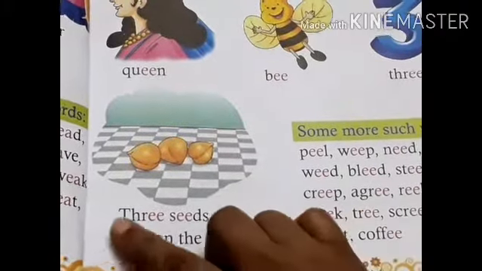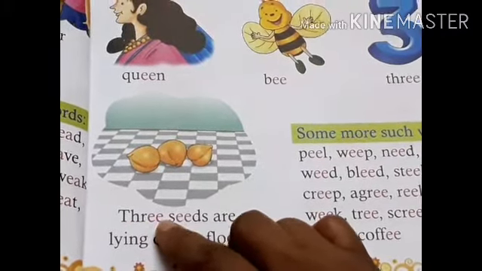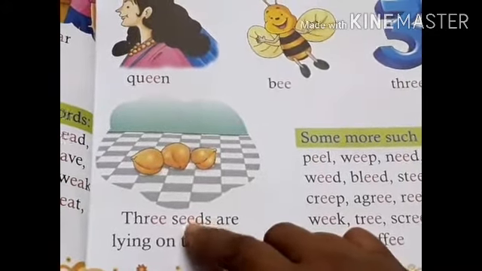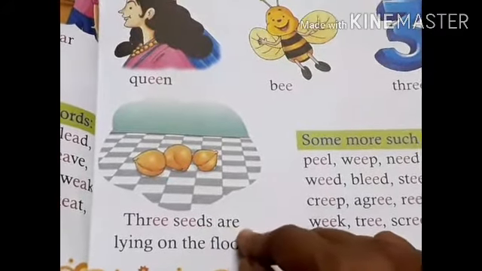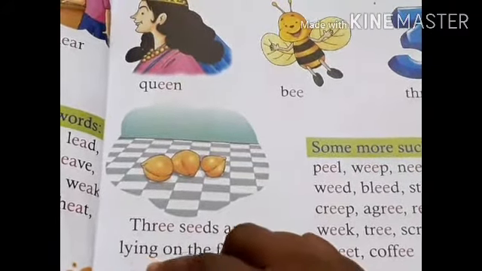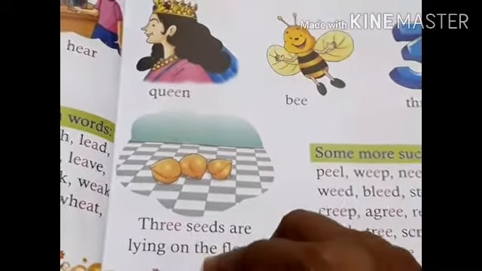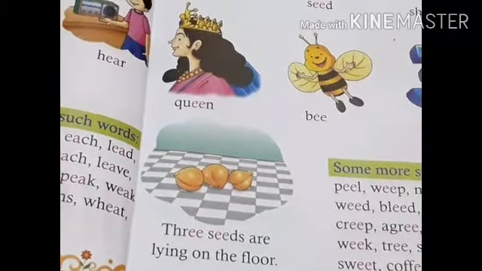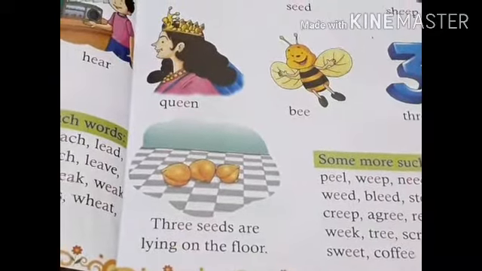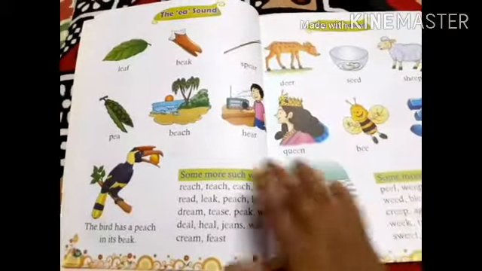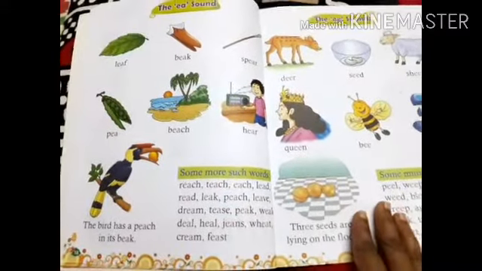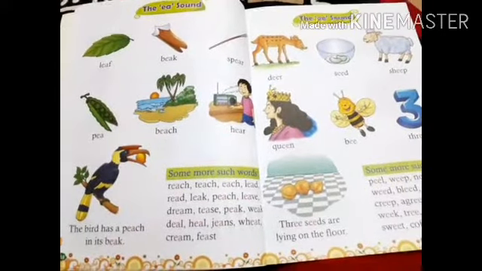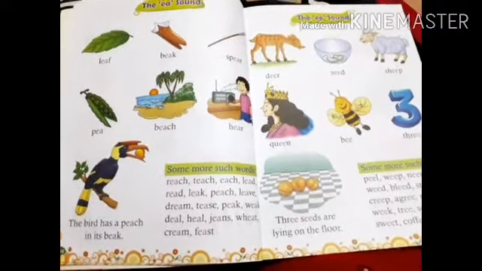Now we will read the sentence. T, H, R, E, E, three, that is E. Three seeds. S, E, E, D, S, seeds. Are lying on the floor, double O is there. Three seeds are lying on the floor. So kids, you will read these two pages. And when you read, you will put your finger as ma'am has done. You will put your finger and then read the words.